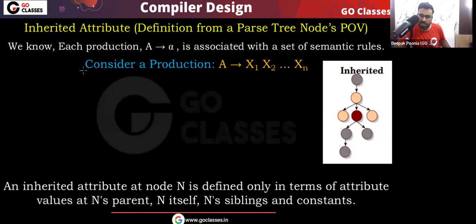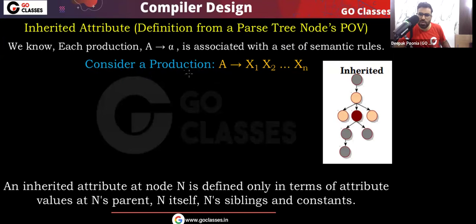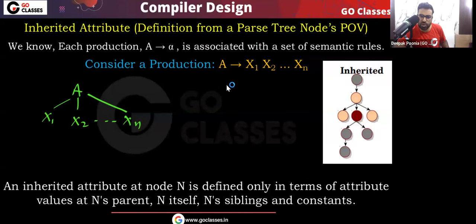So again I will ask you the same thing, consider this production. From the production point of view, the inherited definition you already know. Now you tell me how this production will translate inside the parse tree. Very simple. Inside the parse tree, A is the parent, and this A will go to X1, X2, and so on Xn. So you can see this production will look like this in the parse tree. In parse tree terminology, this A is basically the parent and these are basically children.